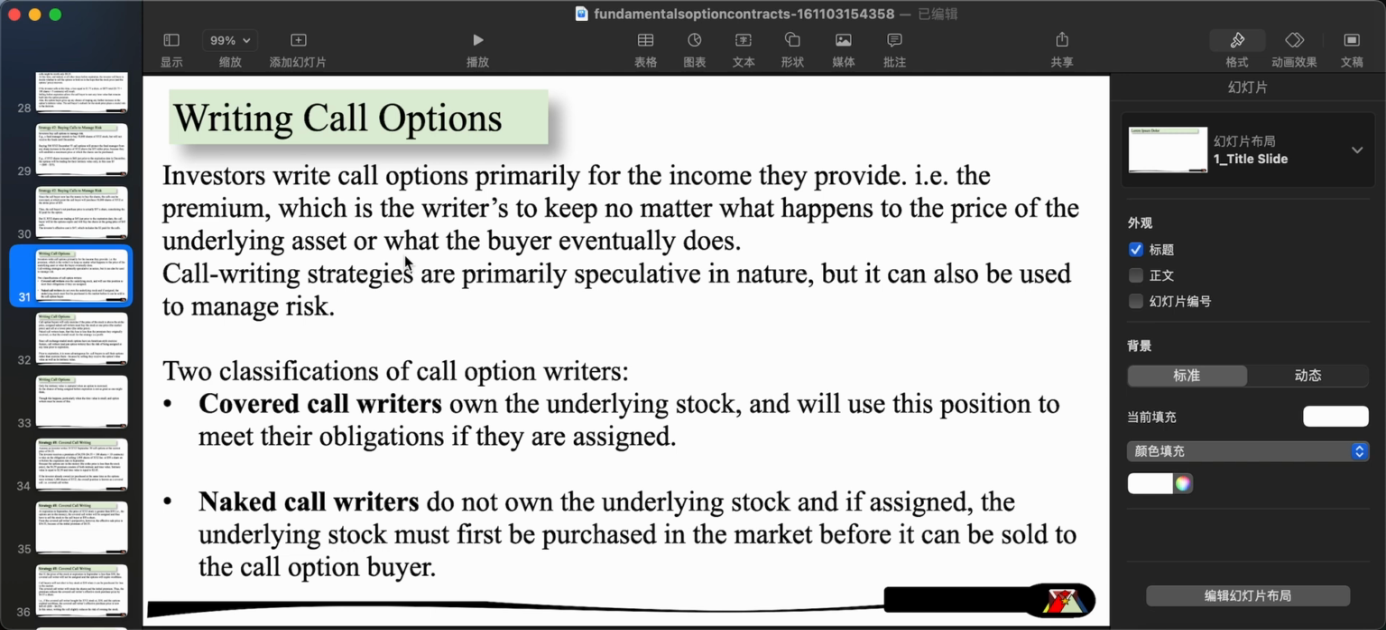As for naked call writers, it means that you're selling calls, but you do not have any stocks or underlying on your hand. That means you do not own the underlying stock, and if assigned, the underlying stock must first be purchased in the market before it can be sold to the call option buyer. So when you're selling a call at $20, you do not expect the underlying price to go above that $20. You want the price to go below that $20 to obtain the option premium.